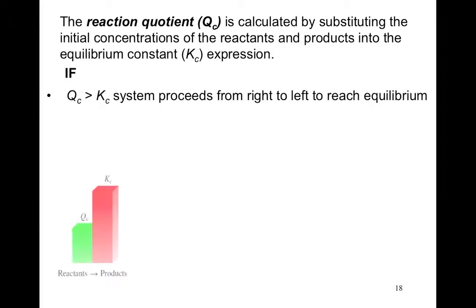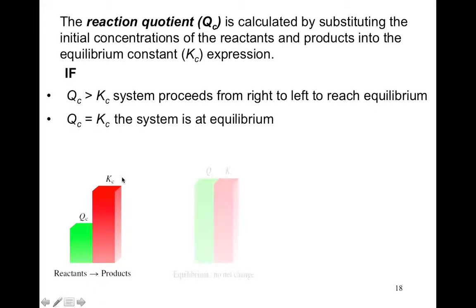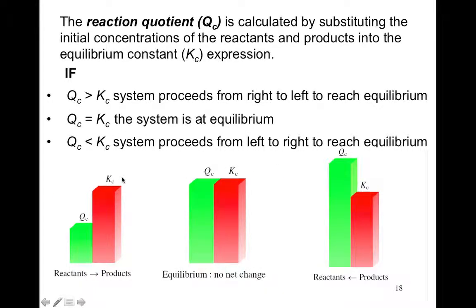So if our reaction quotient is much greater than our Kc, I don't like this picture. This picture does not show that. I don't know why they put that there. Let's try this. Here we go. This is a little better.